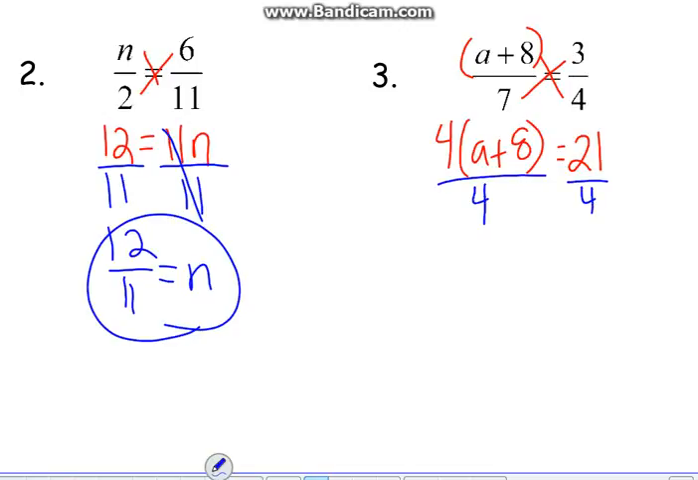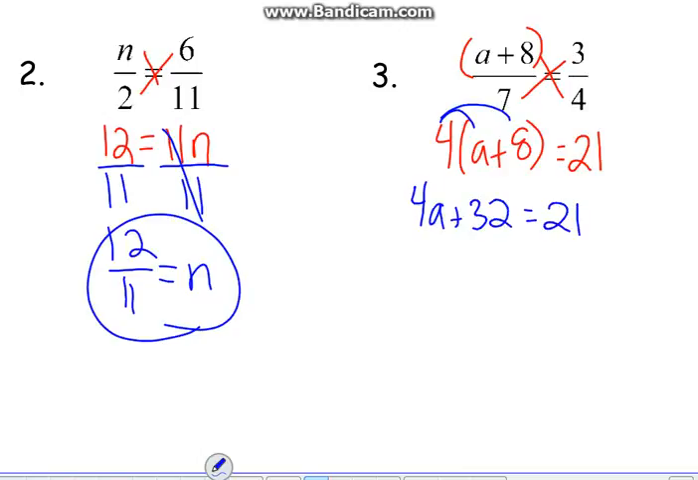But does 4 go into 21 evenly? No. And we don't want to mess with remainders or improper fractions or anything like that. So I'm going to actually distribute this, make it a little bit easier for myself. Distribute the 4 through. We have 4a, and then 4 times 8 will give us 32, equals 21. Work on getting the a by itself. Remember, we want to do our order of operations in reverse when we are trying to solve equations. So instead of taking care of the multiplication division with that 4a, we subtract 32.